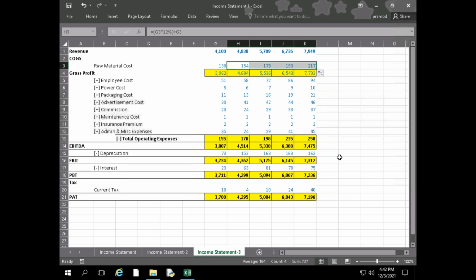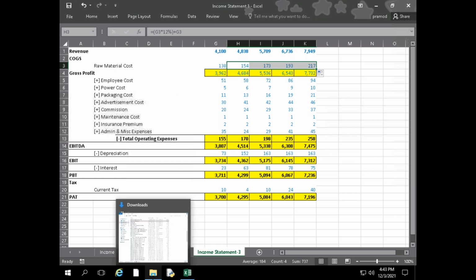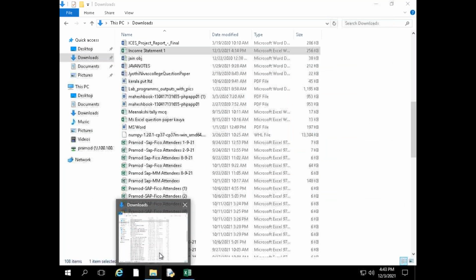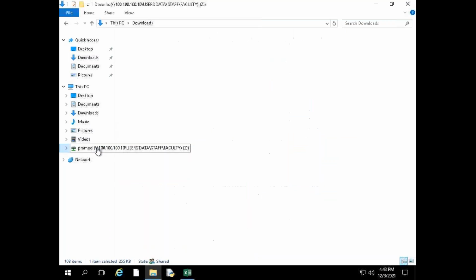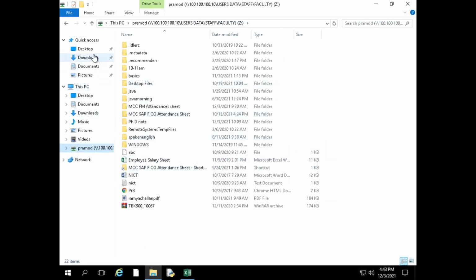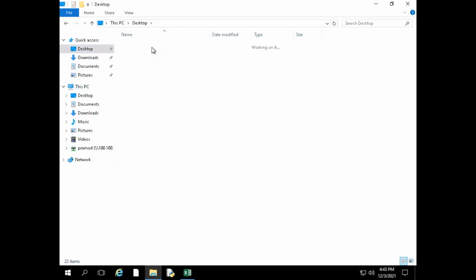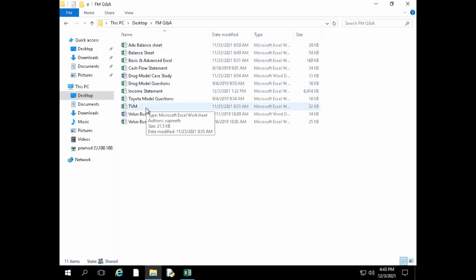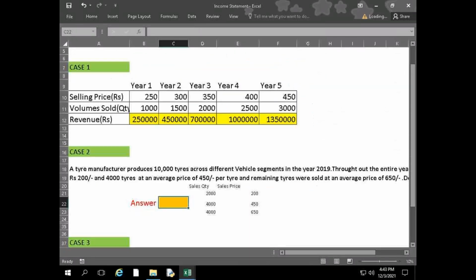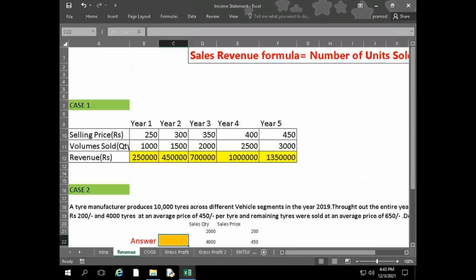So this is what I have taught you on the second income statement. So now I have sent you all another income statement. You all gone through with that? So now it is your assignment to start doing that.